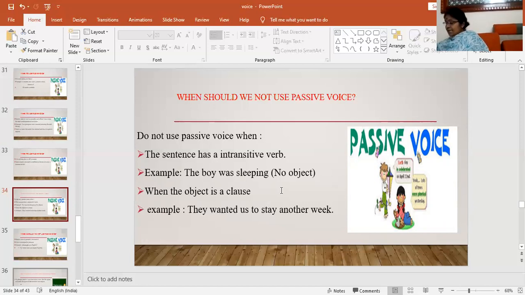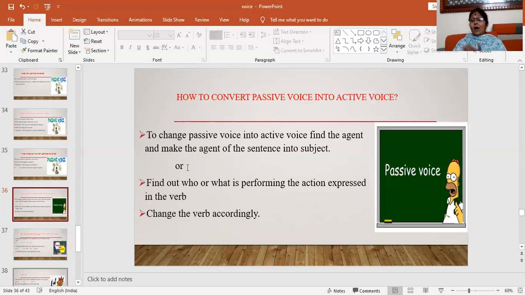Now, next is that we should not use passive voice when the object is a clause, right? For example, look at this example. The example is, they wanted us to stay another week. Us to stay another week is a clause. So when it is a clause, also you should not use your passive voice, right? So how should you change?